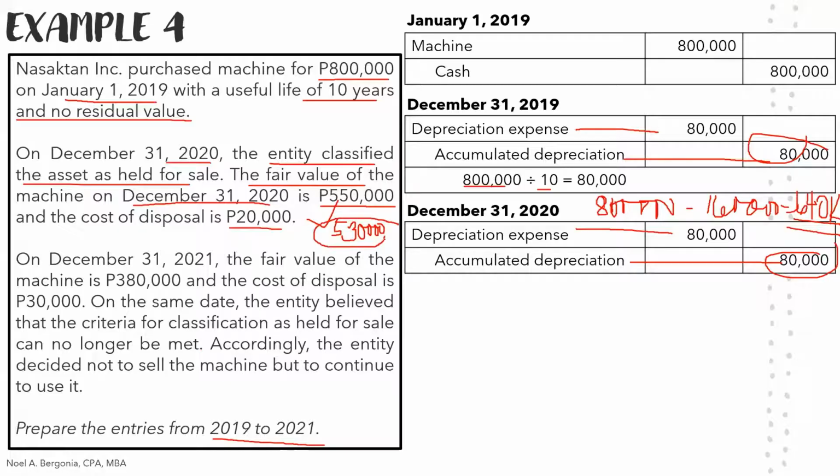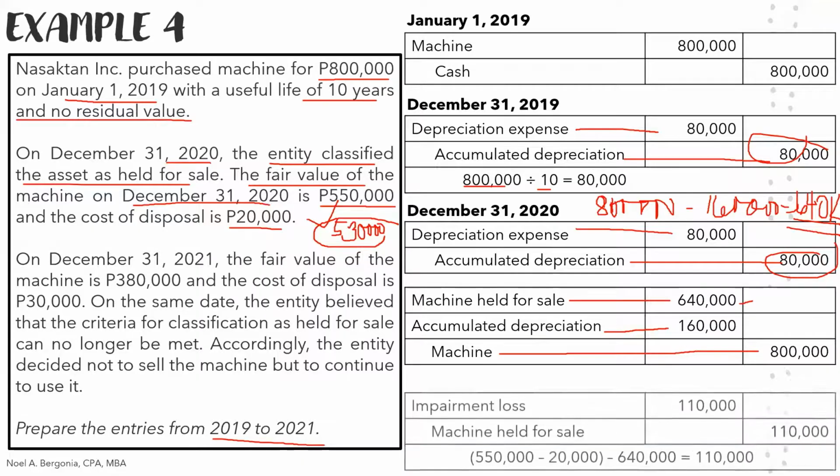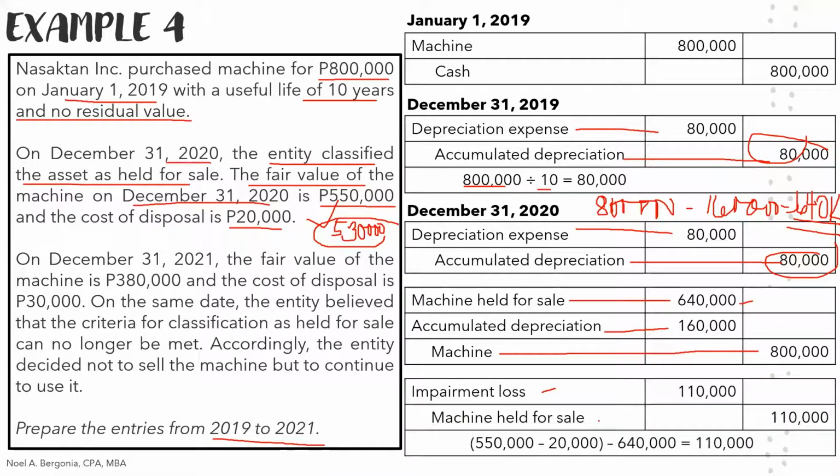So ang gawin muna natin, i-transfer muna natin yung buong carrying amount. So debit machine held for sale na 640,000. Then de-recognize your accumulated depreciation. So debit accumulated depreciation 160,000 and credit the machine 800,000. Okay? And then for the write down from the carrying amount na 640 to the fair value less cost to sell, so debit impairment loss, credit machine held for sale na 110,000.